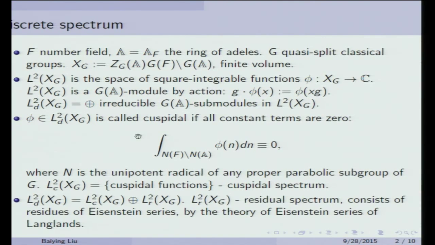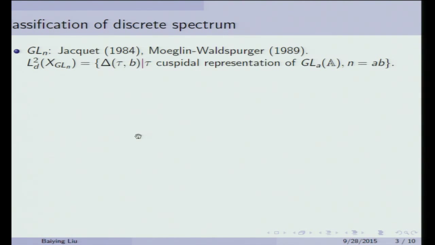The orthogonal complement of the cuspidal spectrum in L2D is denoted by L2R. By the theory of Langlands, this L2R space consists of residues of Eisenstein series, which is called the residual spectrum. For a long time, understanding the discrete spectrum has been one of the main themes in the theory of automorphic forms. So first, let's see some classification results.